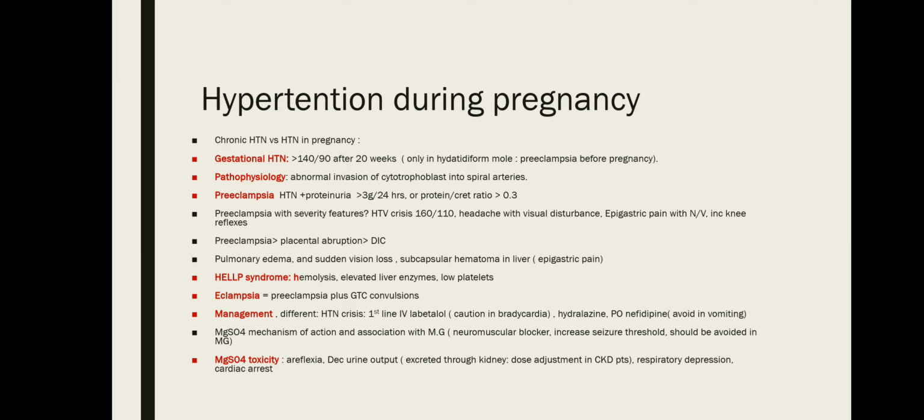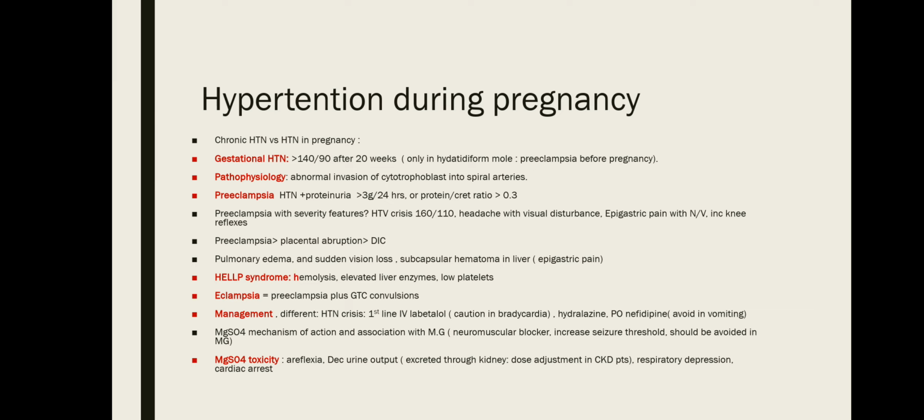So why does this happen? What is the pathophysiology behind it? It is caused by the abnormal invasion of the cytotrophoblast in the spiral arteries. This is the pathophysiology behind it. So we define gestational hypertension as blood pressure greater than 140 over 90. Now preeclampsia is hypertension plus proteinuria. What's the range of proteinuria in preeclampsia? Proteinuria greater than 300 mg per 24 hours or protein to creatinine ratio greater than 0.3 is known as proteinuria. This is the range of proteinuria in preeclampsia.